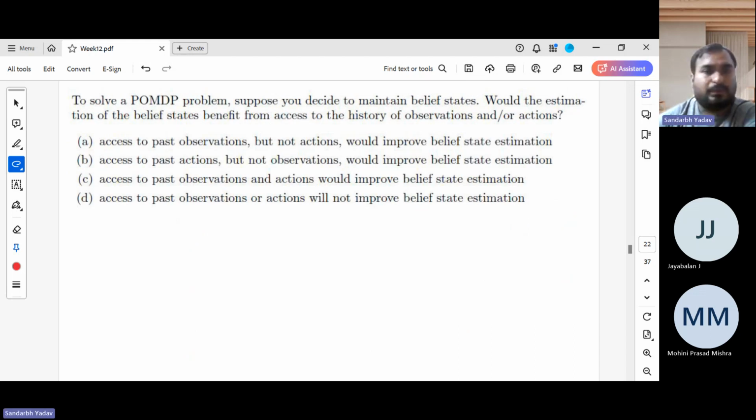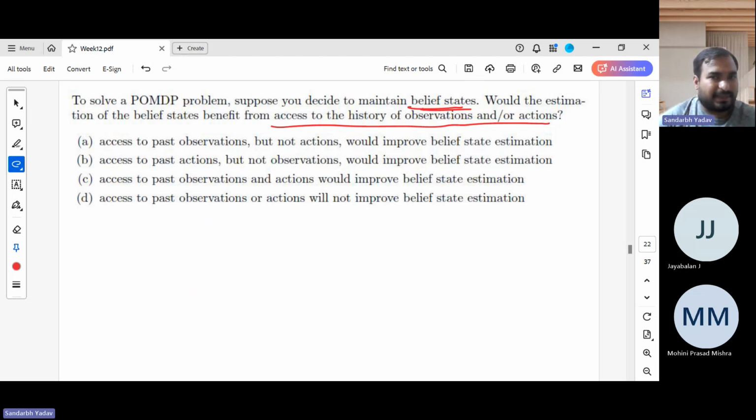To solve a problem, suppose you decide to maintain belief states. Would the estimation of the belief states benefit from access to history of the observations and or actions? So they are saying that you are maintaining belief states. Would the estimation of the belief states benefit from access to history of observations? History helps in an MDP, but will it help in belief state updates also?